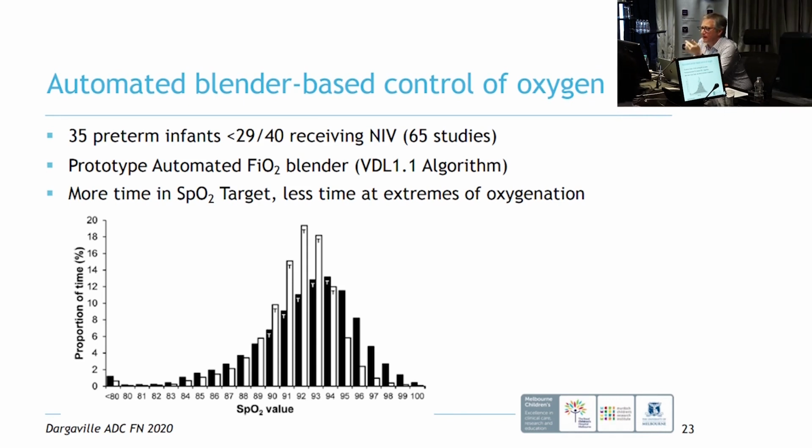And again, using the Oxygenie, they were able to show that using this automated blender, they were able to spend more time in oxygen saturation range. So I think this is potentially going to be a game changer for us because it's where we can start putting it on babies on high flow and in less resource sensitive areas.